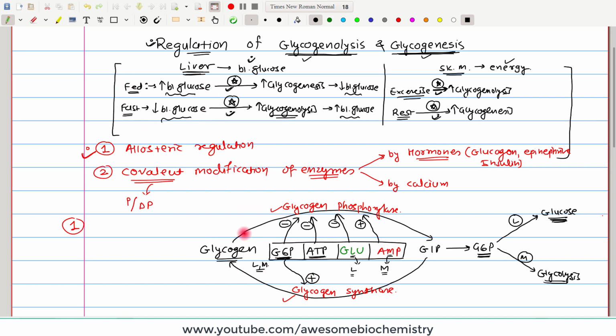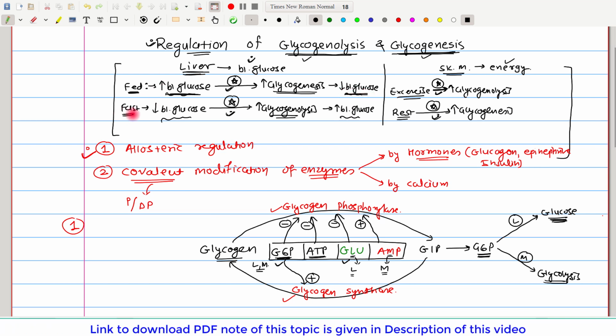See what happens. In fed state, there is increased blood glucose. Now this increased blood glucose will lead to increased glucose in the liver and increased glucose 6-phosphate. Inside the liver, both glucose and glucose 6-phosphate inhibit glycogenolysis. Whereas glucose 6-phosphate activates glycogen synthase. So what will happen? There will be glycogenesis. So here we can see there is increased glycogenesis, which will help to bring down blood glucose.